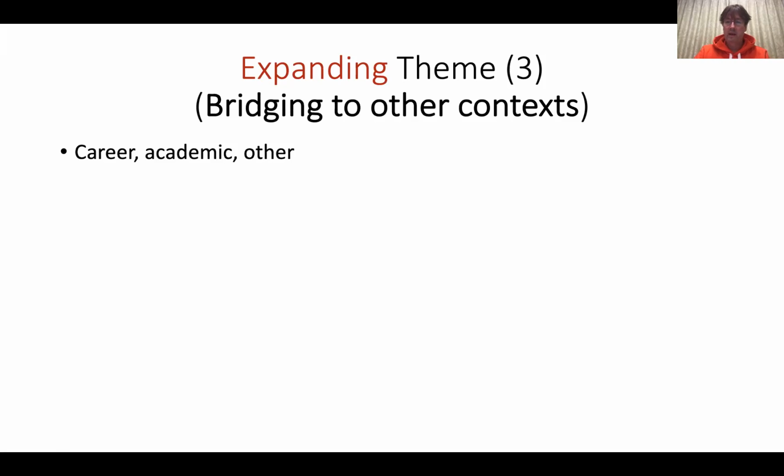Okay, lastly, and again, I apologize for going quickly here. The third theme was about bridging to other contexts. So it's looking more towards the future and how they were able to connect their intergroup contact experience to their future in various ways, which of course included their career, academics, and some other ways as well.